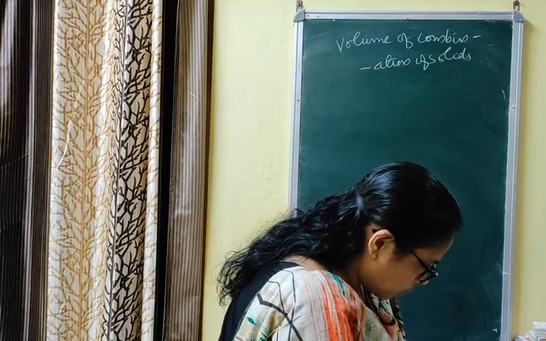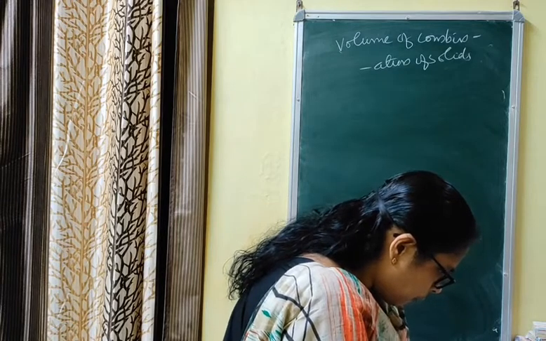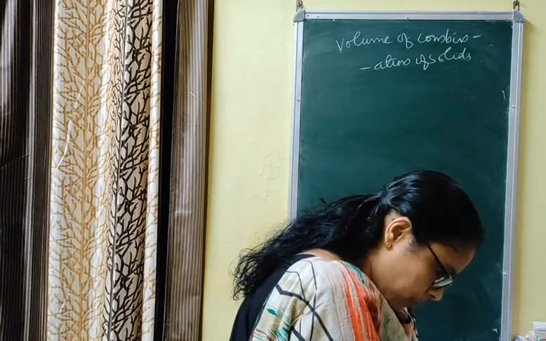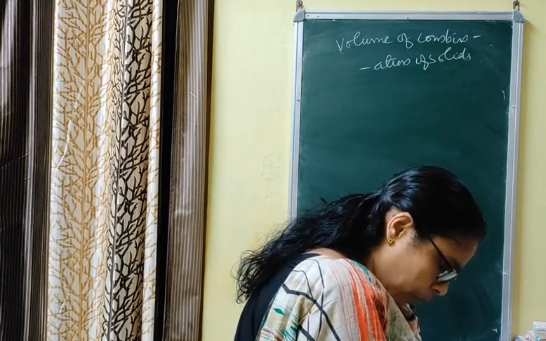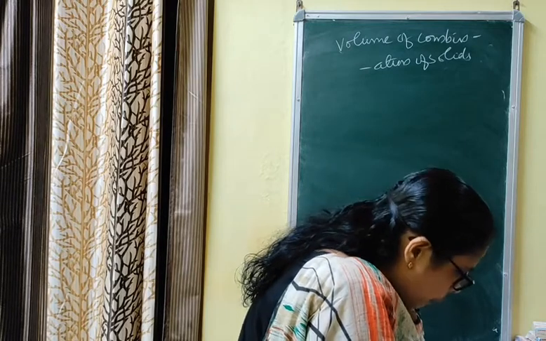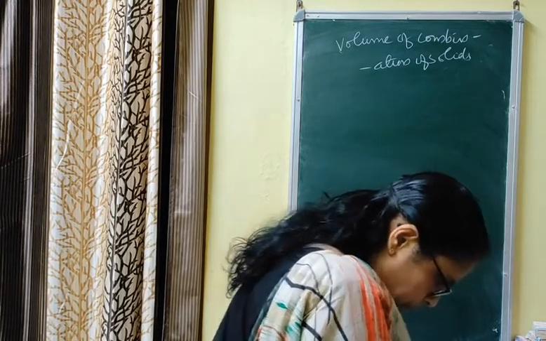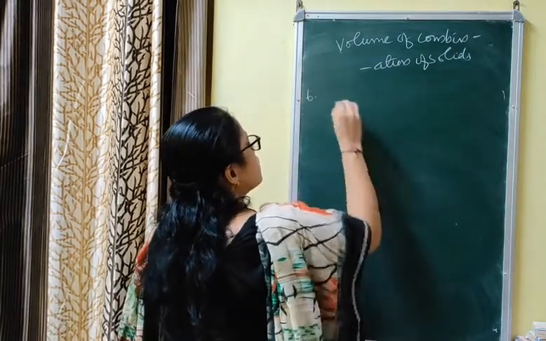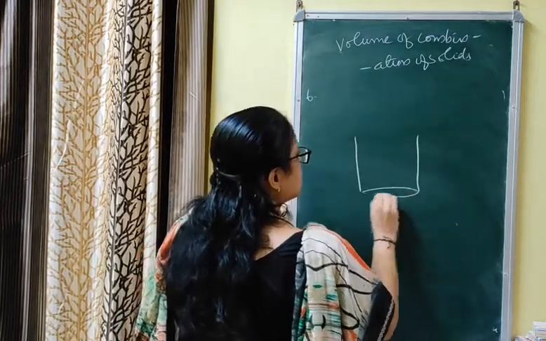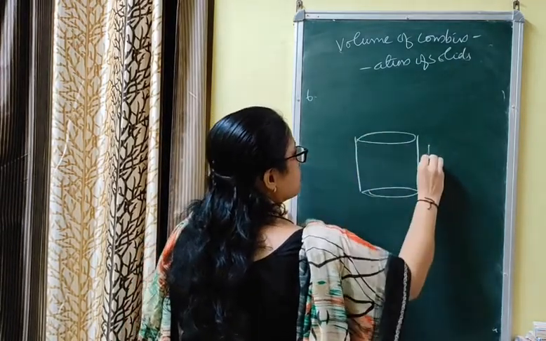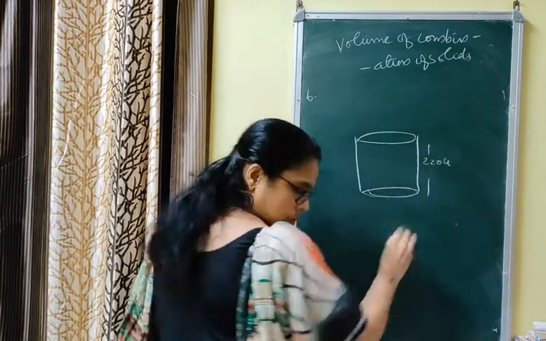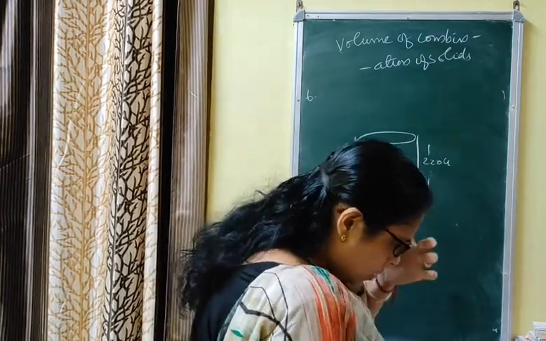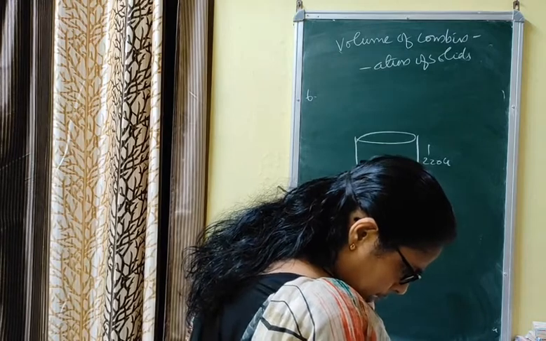You are given two cylinders. One part of the pole is one cylinder and another part of the pole is another cylinder. Then if you draw the figure, the iron pole consists of a cylinder of height 220 centimeter. This is question number 6. This is the first part, a cylinder of height 220 centimeter, with diameter 24, that is, radius 12 centimeter, which is surmounted by another cylinder.